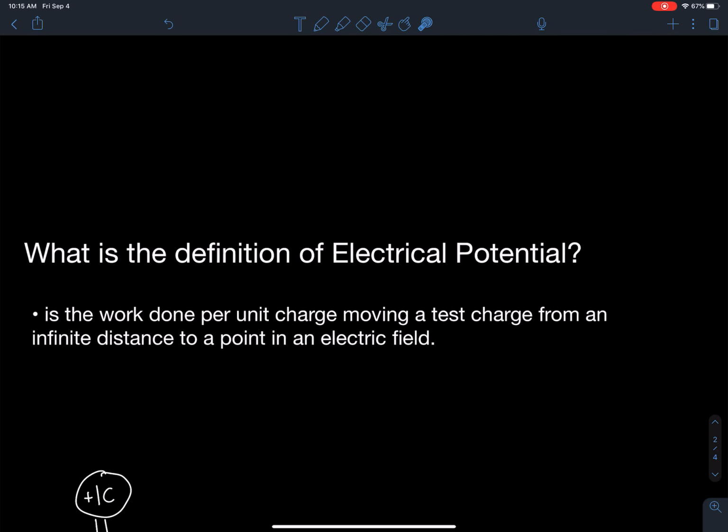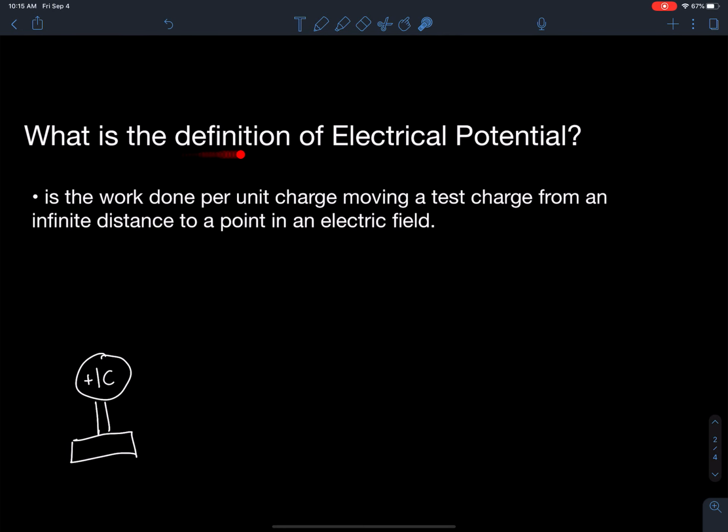Okay, next question. What is the definition of electric potential? Notice that this is different than electrical potential energy. It's missing energy. A lot of students get confused. Electrical potential is not the same as electrical potential energy. Electrical potential is the work done per unit charge. So I can underline that. It's the work done per unit charge, moving a test charge from an infinite distance to a point in an electric field.